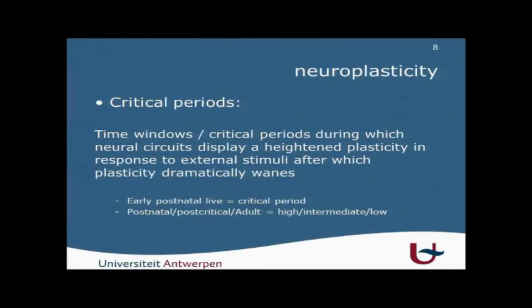Neuroplasticity is dealing with critical periods. It means that in life there are certain time windows, critical periods, during which neural circuits display a heightened plasticity. And later on, the plasticity dramatically wanes. For instance, early postnatal life is a critical period during which neuroplasticity is very high.